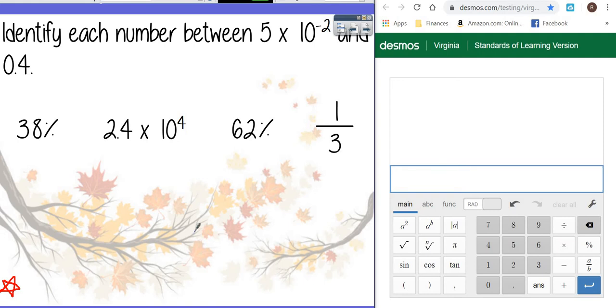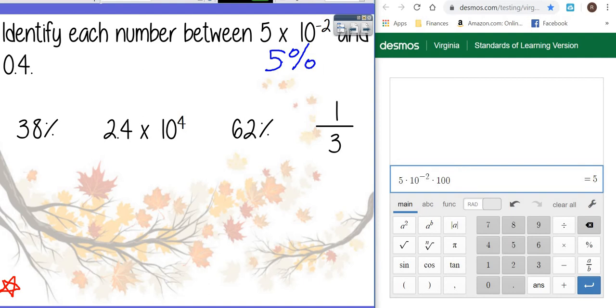Okay, so this says identify each number between 5 times 10 to the negative 2 and 0.4. First thing you've got to do when you do anything like this is change all the numbers to percent if they're not already in percent form. So we're going to take 5 times 10 to the negative 2 power, then multiply by 100, and that gives us 5%. So this is 5% right here.